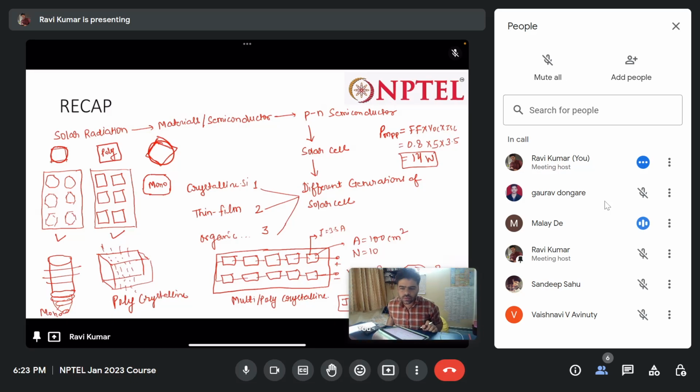Sir, why VOC is 5 volt is given? It's actually VOC comes from band gap, and generally band gap is 0.56 for multicrystalline silicon cell. So it should be like 0.56 for one cell, and there are 10 cells, so it will be 5.6 volt. So more accurately, we can say 5.6 into 3.5 into 0.8. It's 15.6 watt.